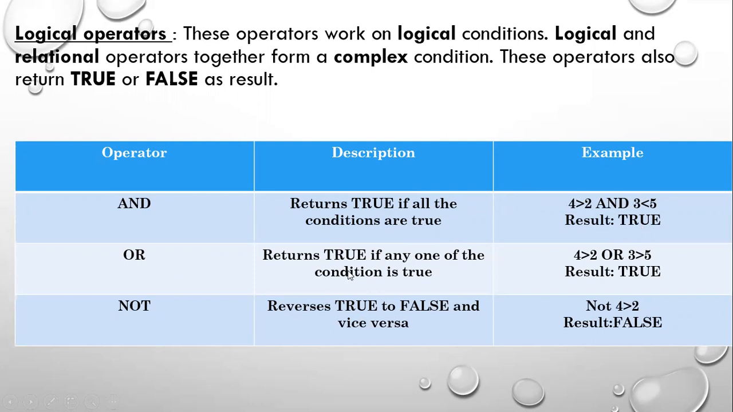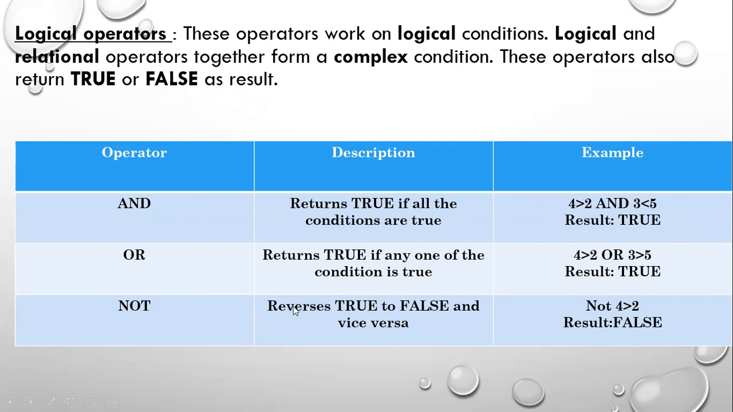With the OR operator, even if any one of the conditions is satisfied, the answer will be true. So is 4 greater than 2? Yes, it is. Or is 3 greater than 5? No, it's not. Because one of the conditions is satisfied, my answer will be true. In AND, both should be satisfied. In OR, if any one is yes, then the answer will be yes.